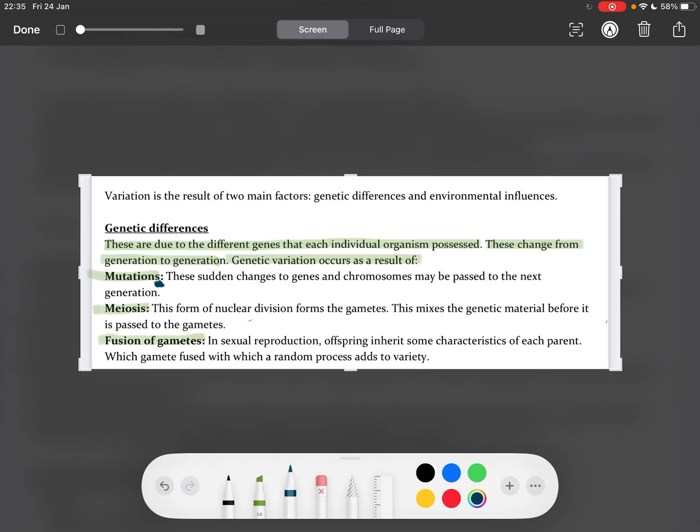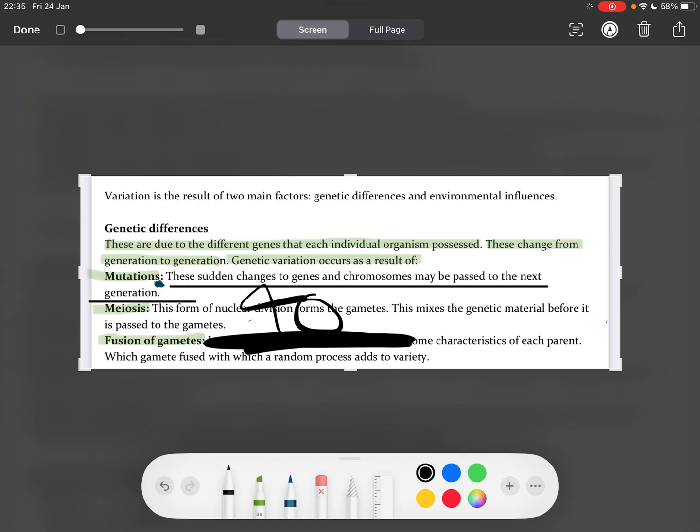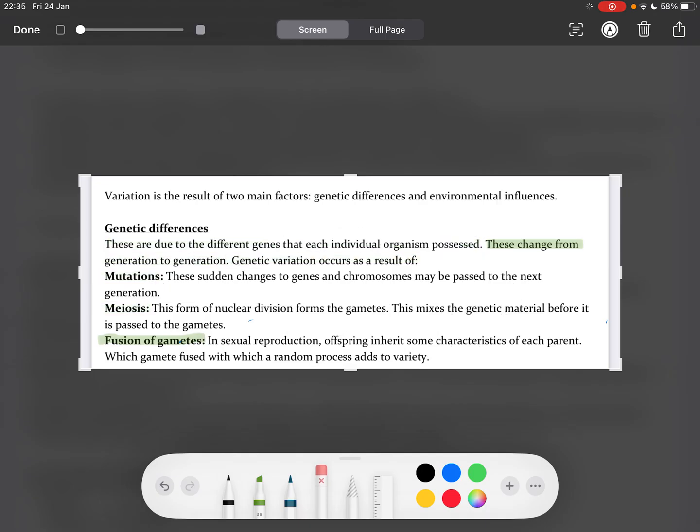Mutation basically happens because of, for example, chemicals, X-rays, gamma rays, etc., right? And these are sudden changes to genes and chromosomes which may be passed to the next generation. Maybe the person is around 40 years old, all fine, but went to a place where there are gamma rays, so it becomes mutated, some genetic mutation. Sometimes it also happens to the fetus or embryos, etc.